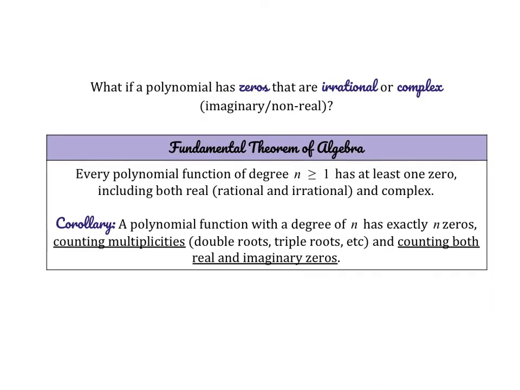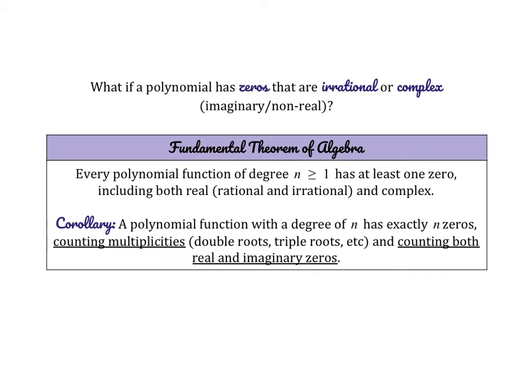So today we're going to answer the question, what if a polynomial has zeros that are irrational or complex, meaning imaginary or non-real? The equations we're going to be solving, some of them might be real and rational, some of them might be real and irrational, or some of them might be complex, and you might have a combination of different types as well.